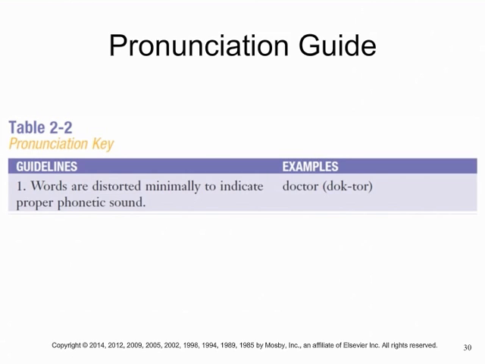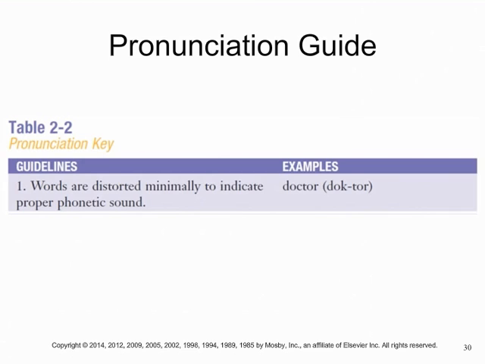Part of this course is being able to pronounce the medical terms correctly. It's one thing to be able to read them and know what they mean, but it's a separate thing to be able to pronounce them correctly. So on page 31 of your textbook, there's a little table that gives you a few of these key guidelines. So the first of which is just the words are distorted minimally to give you the proper sound. So whenever you see the parentheses after the medical term, it's phonetically written for you to read it without having to think too hard about it.